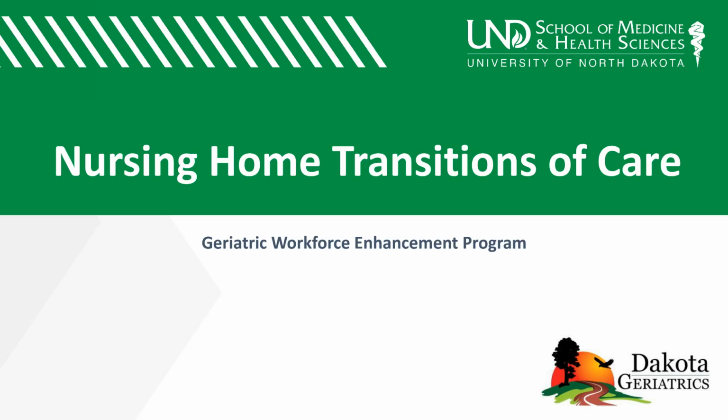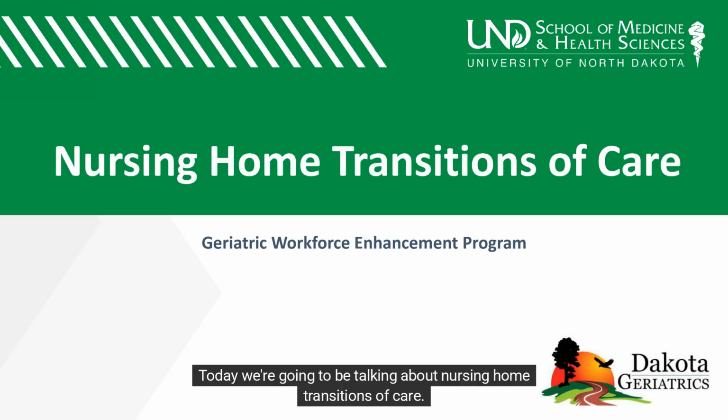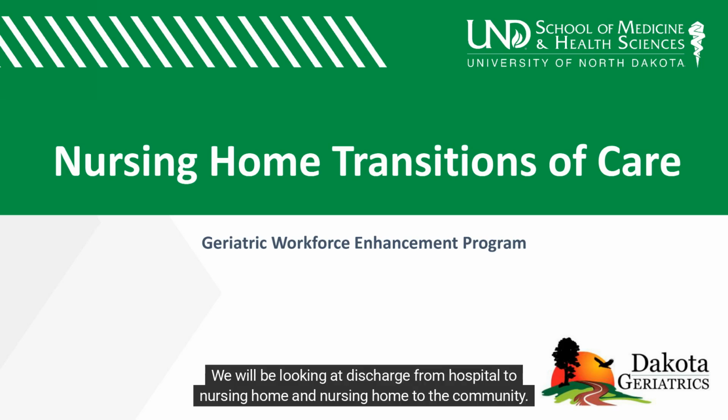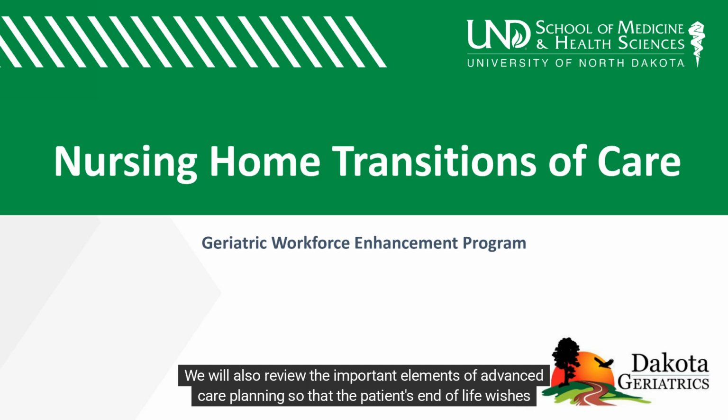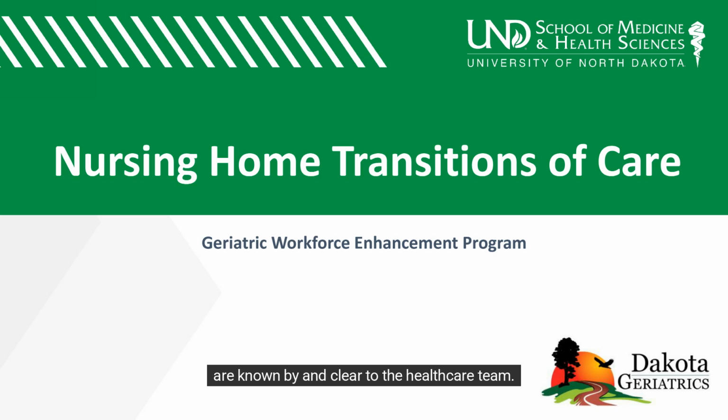Hello, everyone. Today we're going to be talking about nursing home transitions of care. We will be looking at discharge from hospital to nursing home and nursing home to the community. We will discuss important criteria to be aware of when determining readiness for discharge, identifying and improving access to effective community resources that patients may need for ongoing support. We will also review the important elements of advanced care planning so that the patient's end-of-life wishes are known by and clear to the healthcare team.